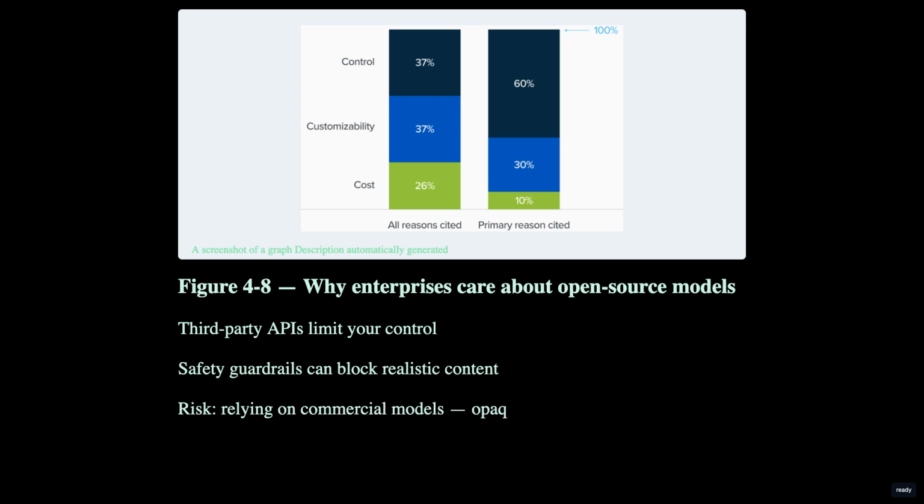If you build on a commercial model, you can't freeze its behavior, and providers often change models without clear versioning or advance notice. That can break prompts, make audits or regulated deployments impossible, and even leave you without access. This opacity likely stems from rapid industry growth and may improve over time.